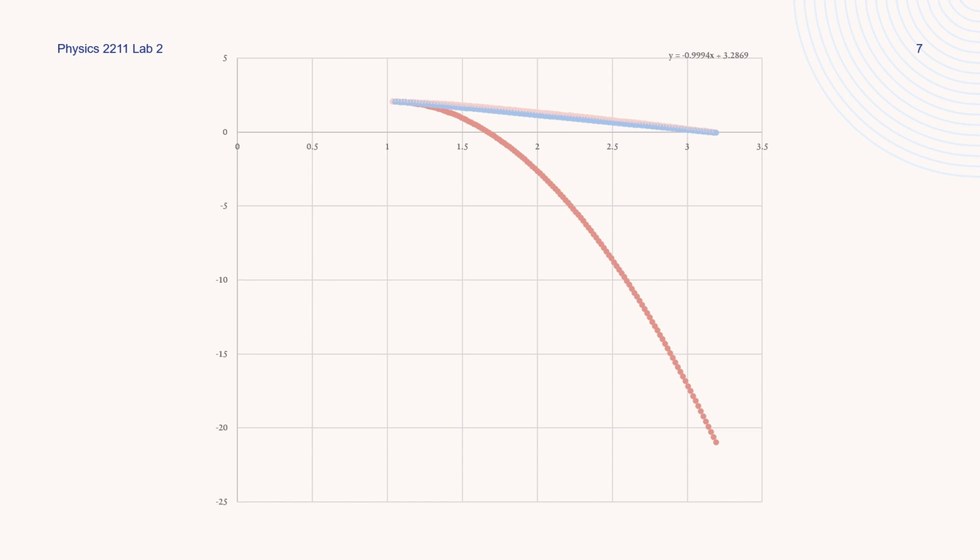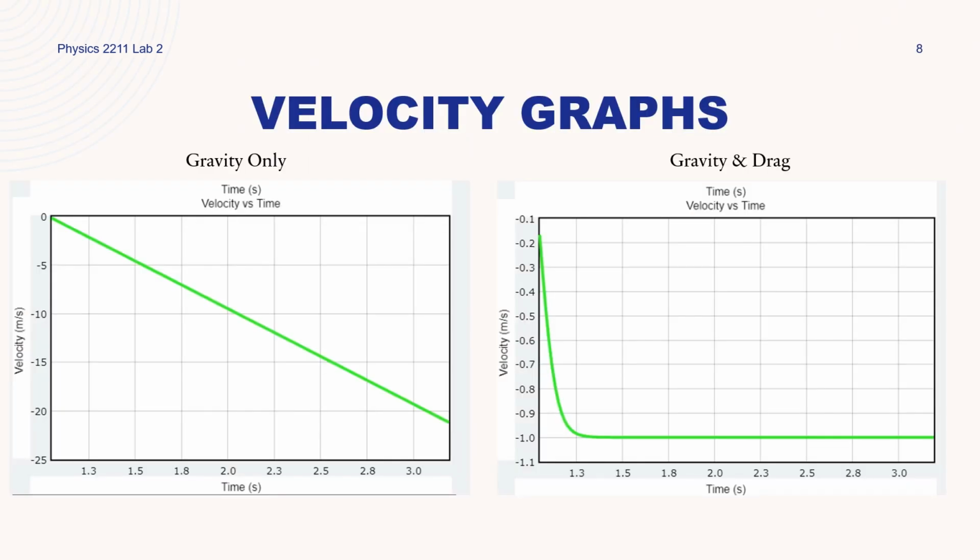This could be partially due to something like camera angles when I was tracking the data, or maybe just an inaccurate prediction of the object's mass. When looking at the velocity versus time graphs, you can clearly see that in the gravity-only computational model, the velocity is constant, and in the gravity and drag computational model, the velocity is definitely not constant. At about a time of 1.4 seconds in the gravity and drag model, the velocity reaches an asymptote at a velocity of negative 1 meters per second, therefore, it is seen to be reaching its terminal velocity.